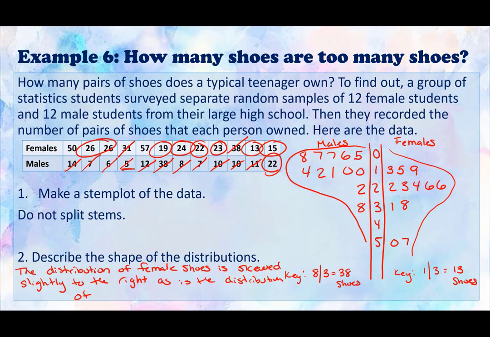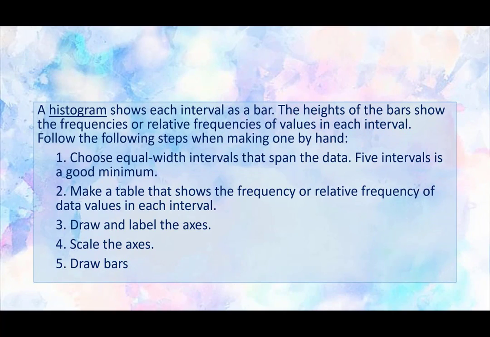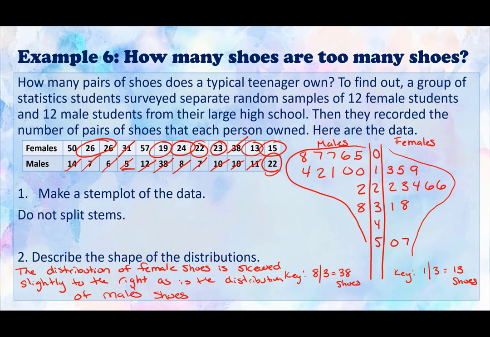Okay, so what do we have here? As is the distribution of the males' shoes. Now, if you wanted to see a little bit more of a clearer distribution, you could split the stems, but here we just have so many that we just decided not to.